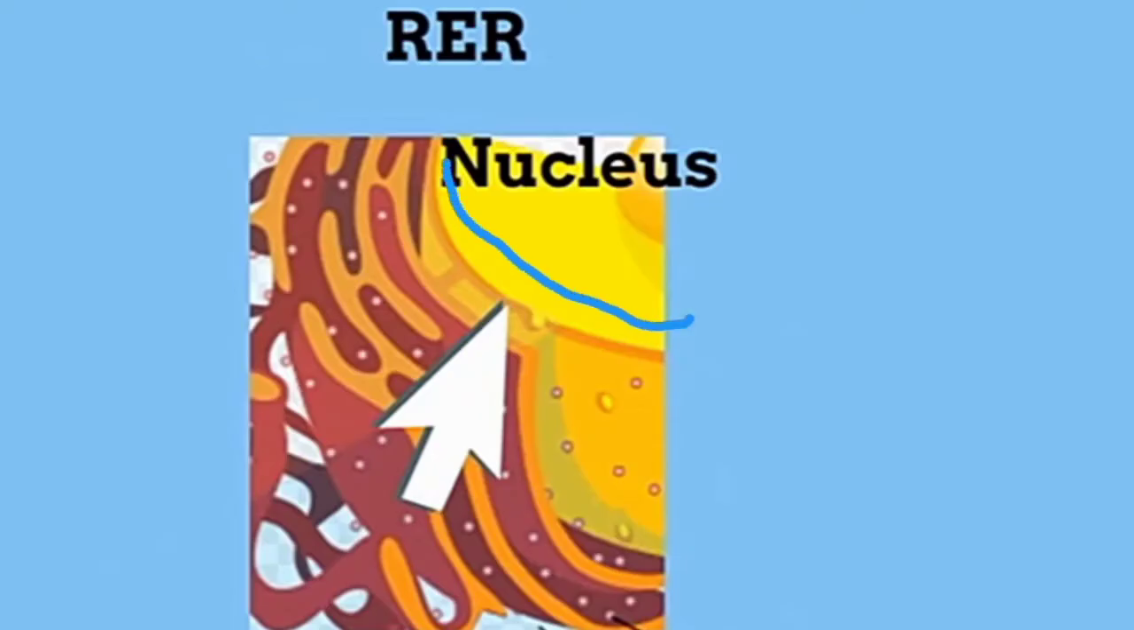This is the nucleus and it is surrounded by various cell organelles which perform a specific function. This is endoplasmic reticulum. And the dots which you are seeing here, these are ribosomes. Due to the presence of ribosomes, this surface appears to be rough. That's why it is called RER, rough endoplasmic reticulum.